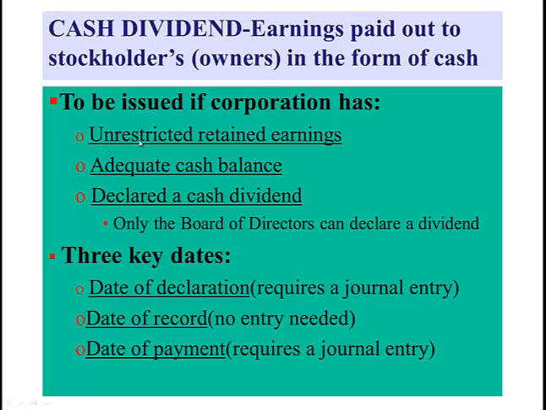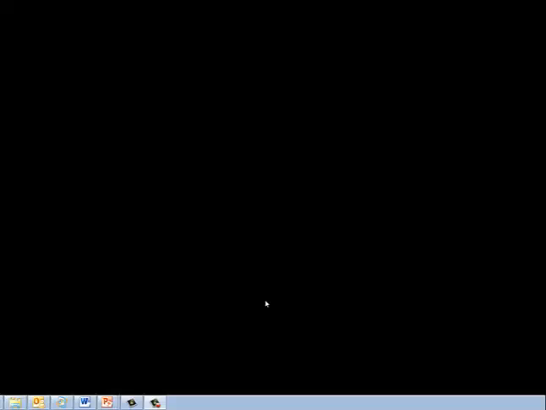There has to be enough retained earnings in the company. The company has to have enough cash, of course, before you can declare a cash dividend. And then the dividend has to be declared by the board of directors. So before a dividend is given out, the board of directors sits down and looks at the retained earnings account and makes sure there's enough retained earnings. Then they'll check out the cash, and then if there's enough, they will declare the dividend.